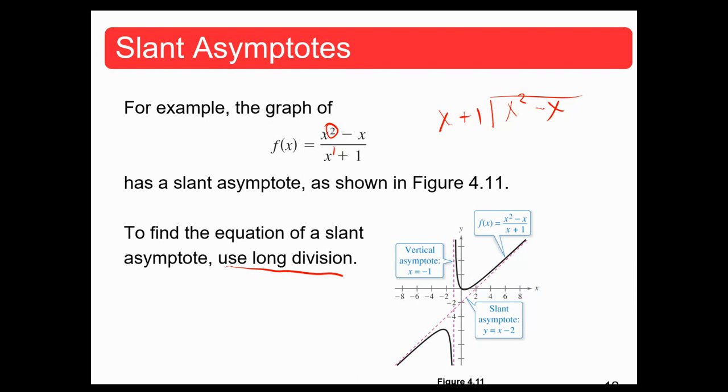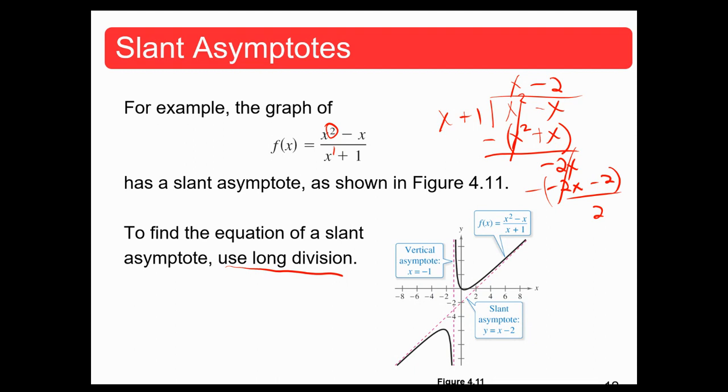When I look at this, x goes into x squared, x times x is x squared, x times 1 is x, and I'm subtracting all of this. So this cancels. This becomes a minus 2x because this becomes negative if I distribute that negative sign. Now x goes into negative 2x, negative 2 times x is negative 2x, and negative 2 times 1 is negative 2. I'm going to subtract those. This cancels, and my remainder is a positive 2.